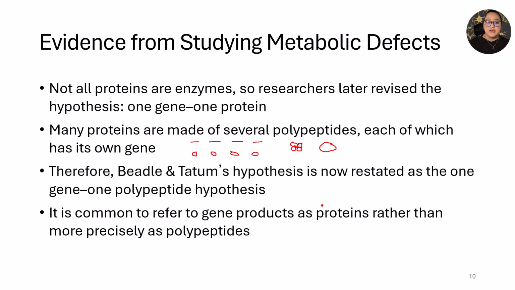So therefore now, Beadle and Tatum's hypothesis is restated as the one gene, one polypeptide hypothesis. So each gene makes one polypeptide, and then they can form together and create enzymes. Okay. So yeah, it's more common to refer to gene products as proteins, but to be more specific, it's polypeptides.